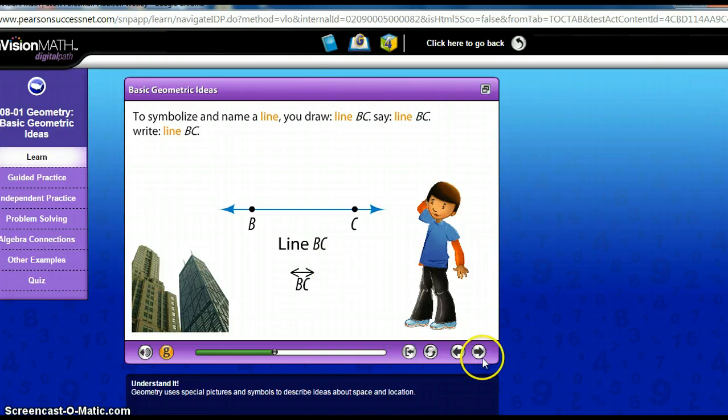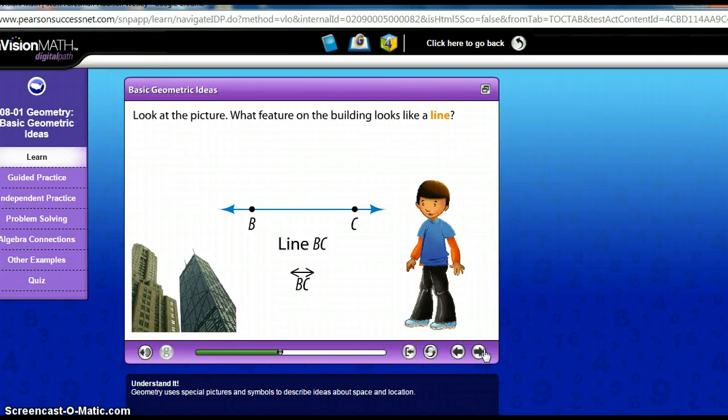So if you would see something just like this on your worksheet, and if it said draw this, then you would draw this up here. This means draw a line with the points B and C on it. You would draw it the same way. Yep. Same way, okay.